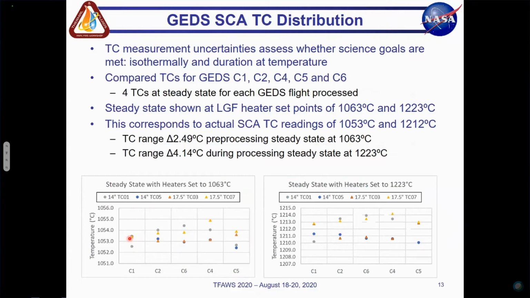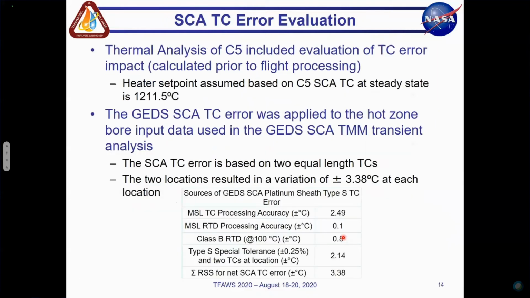The plot on the left shows the 4 thermocouples we have. Each one of these locations is 4 thermocouples for the individual cartridge. This shows us the spread of temperatures, or the gradient, across each cartridge. This led us to a delta of a maximum of about 2.5 degrees at the 1063 hold, or a little over 4 degrees at the 1223 hold.